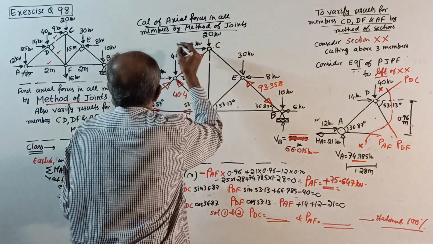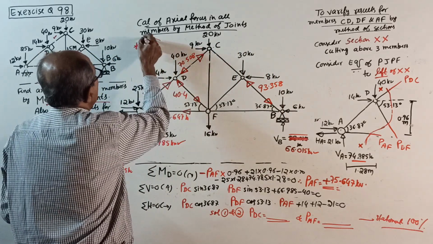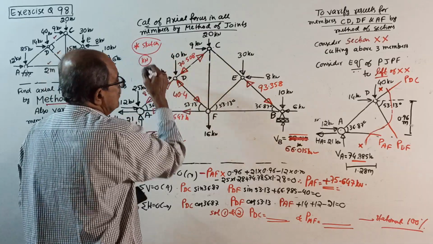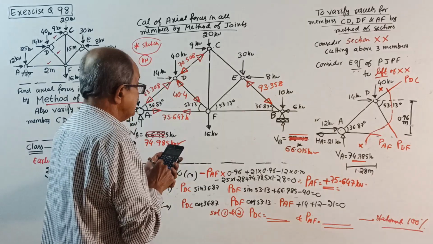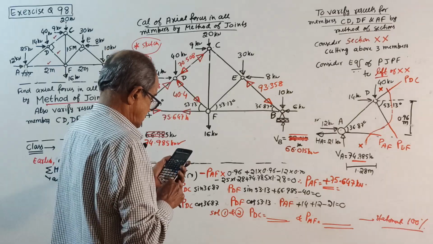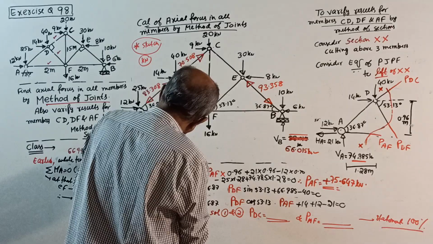All values are in, this is called star sketch. See, those who come to my class regularly and follow me, they know what is star sketch, and all values are in kilonewton. Into 0.8 minus 6. Light problem. 68.687.